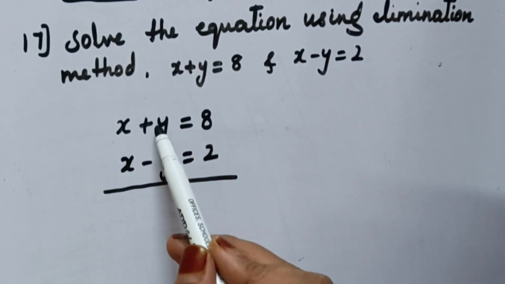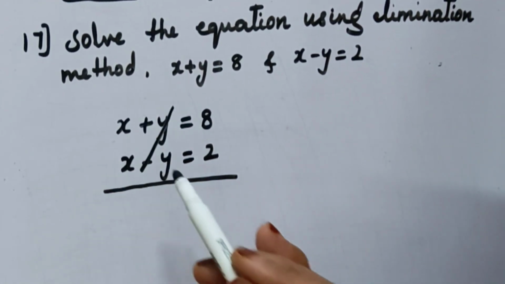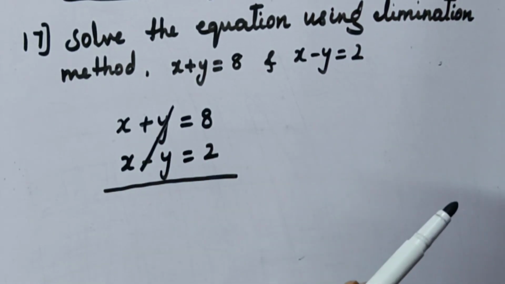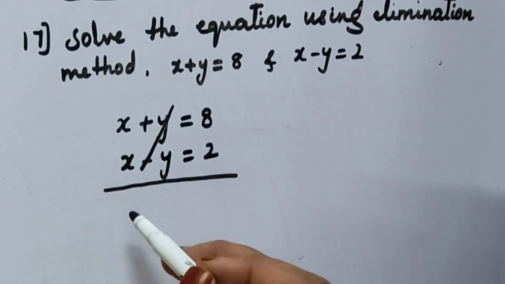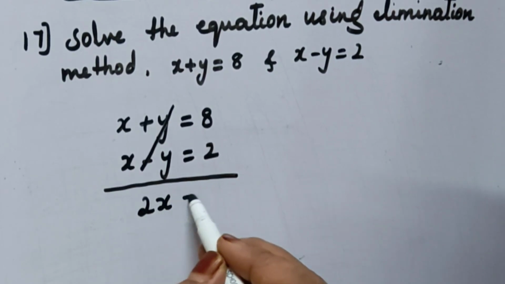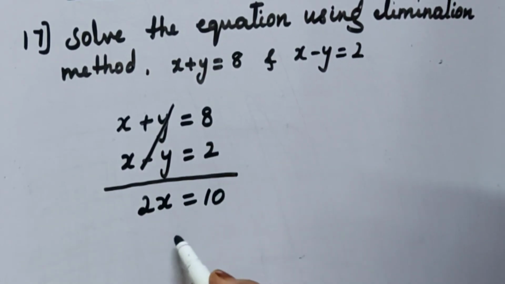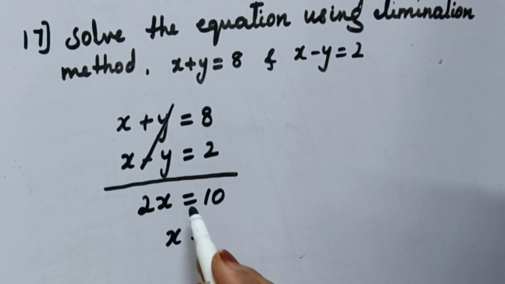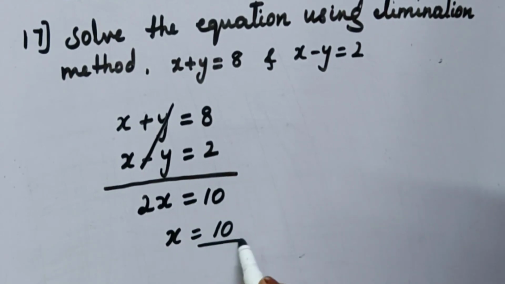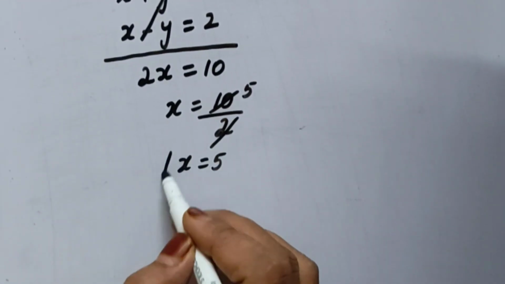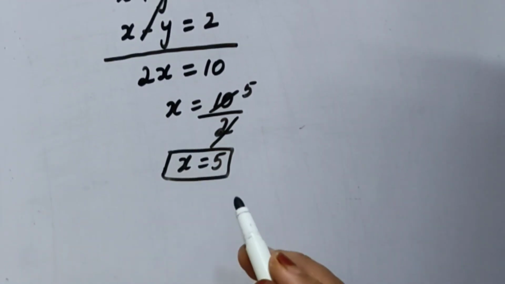Now plus y minus y, directly I can cancel this. Let us do direct calculations. This is x plus x is 2x equals 8 plus 2 is 10. This is x equals 10 upon 2. 2 ones are 2, 2 fives are 10, x equals 5. So we got the value of x.